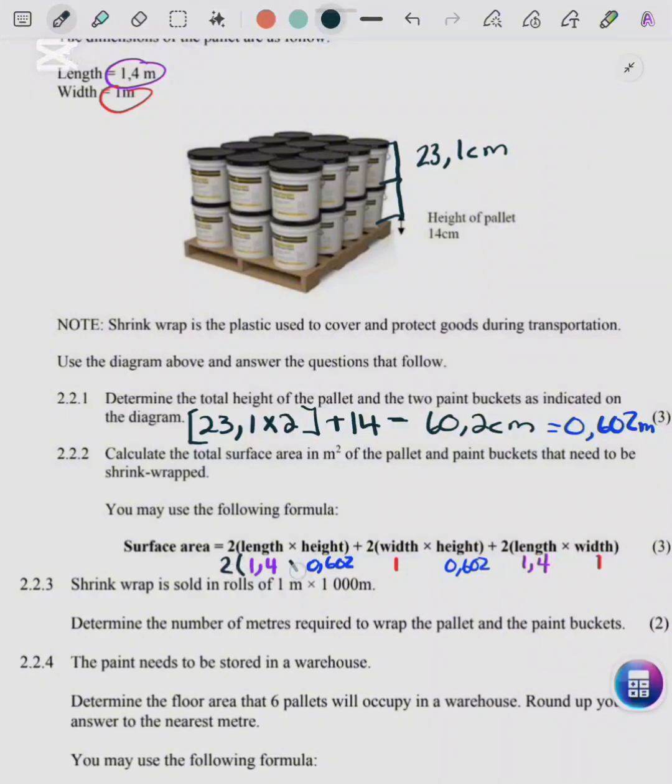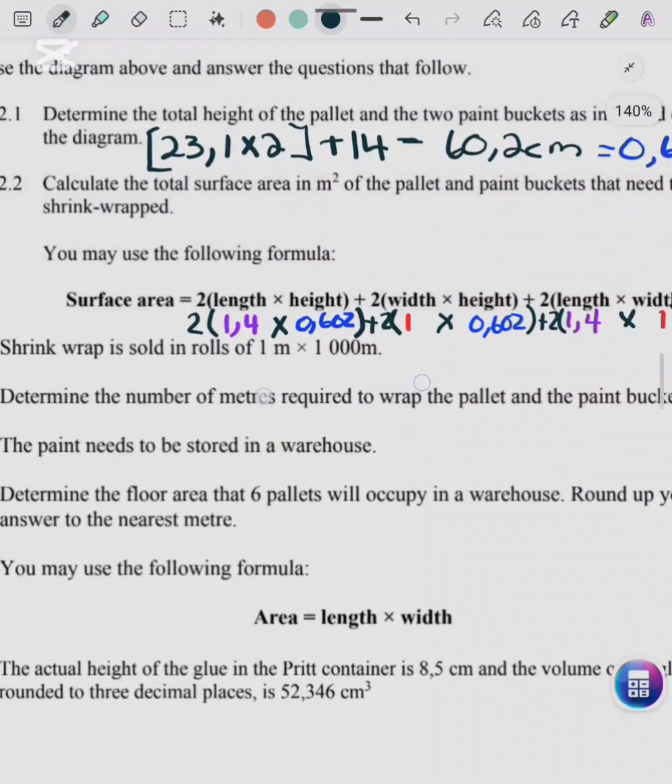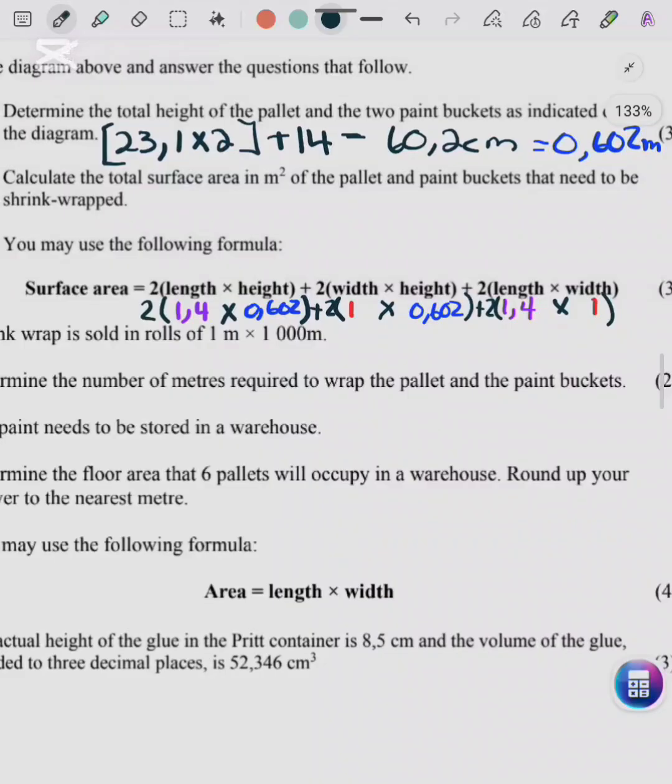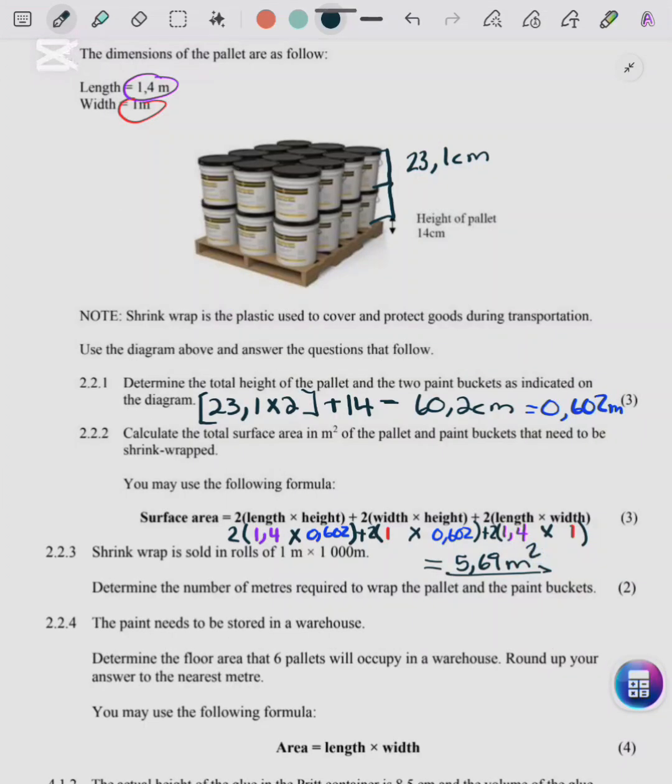So it's 2 times this plus 2 times width times height plus 2 times that times width, right? So you can see what I did there. I literally took my formula and I just filled in all the different values. And then when you calculate that, you can put that into a calculator as it is, and you will get to 5.69 meters squared. Because it's surface area, so surface area is always squared.